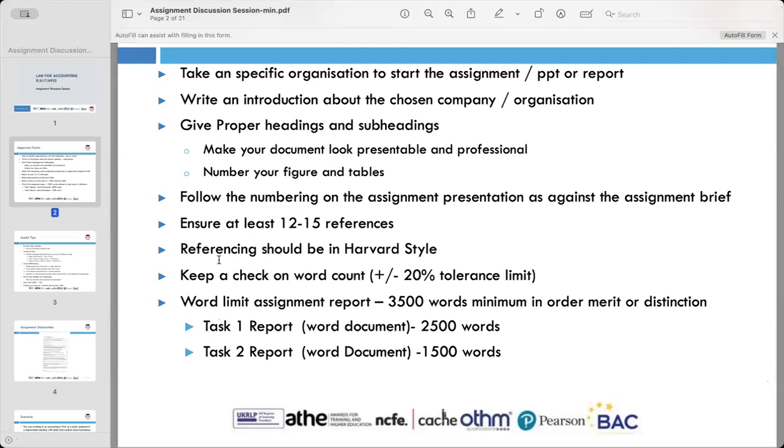Harvard reference style. I hope you guys are familiar with the Harvard reference style. So incorporate at least, I will say, he says 12 to 15 references in your assignment. Ensure that you follow the Harvard style of referencing for citation and bibliography. Everybody knows about within paragraph citations and referencing.